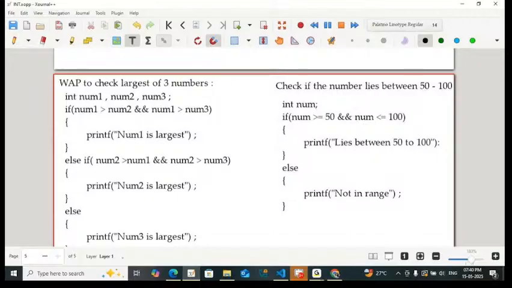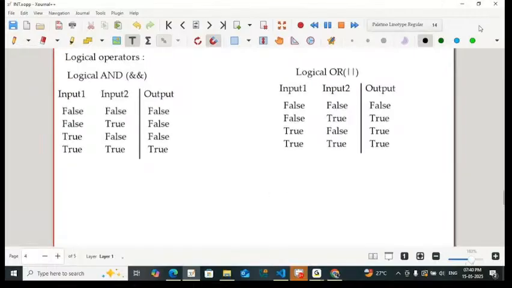So that is about logical AND. In case of logical OR, if either one input is true, you will get the statement executed. Then we have something called logical NOT. Logical NOT is represented by an exclamation mark.